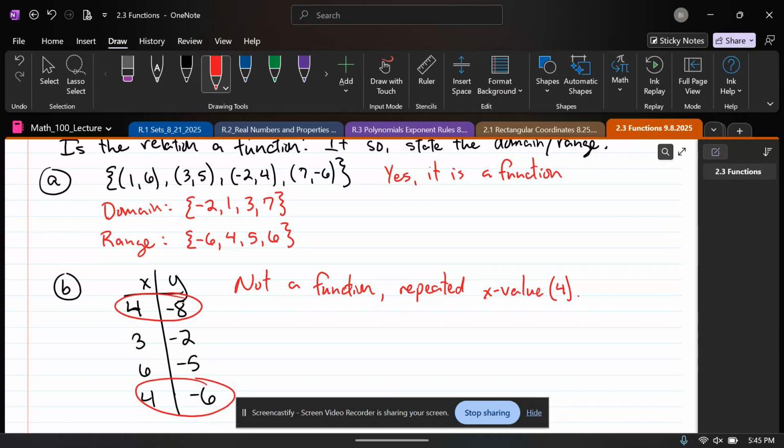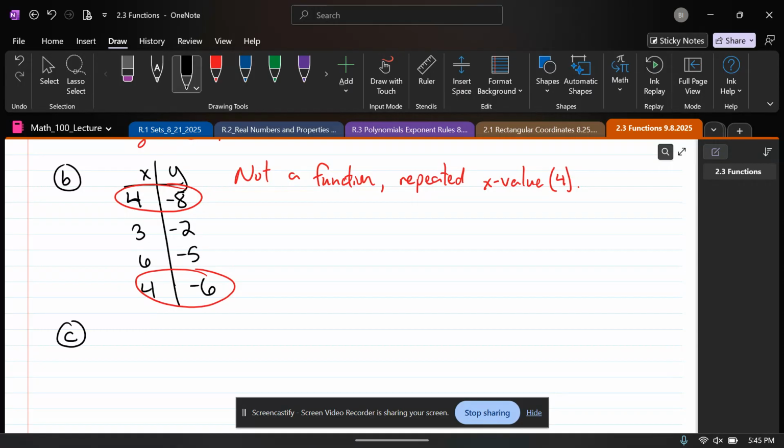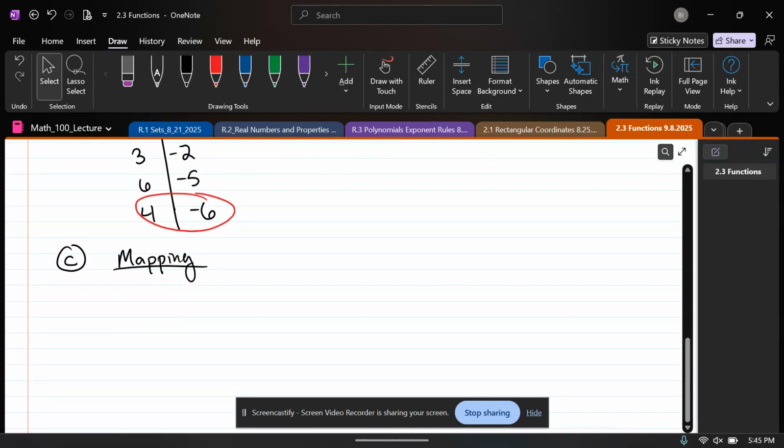Your domain would be 3, 4, and 6. Your range would be -8, -6, -5, -2. But since this is not a function, we're not doing that. But understand that it still does have that. So sometimes they write it as a list of ordered pairs. Sometimes they write it in a table like that. Another way that they might present it is what's called a mapping. And this is the one that's probably the least popular, but it's probably the easiest one.